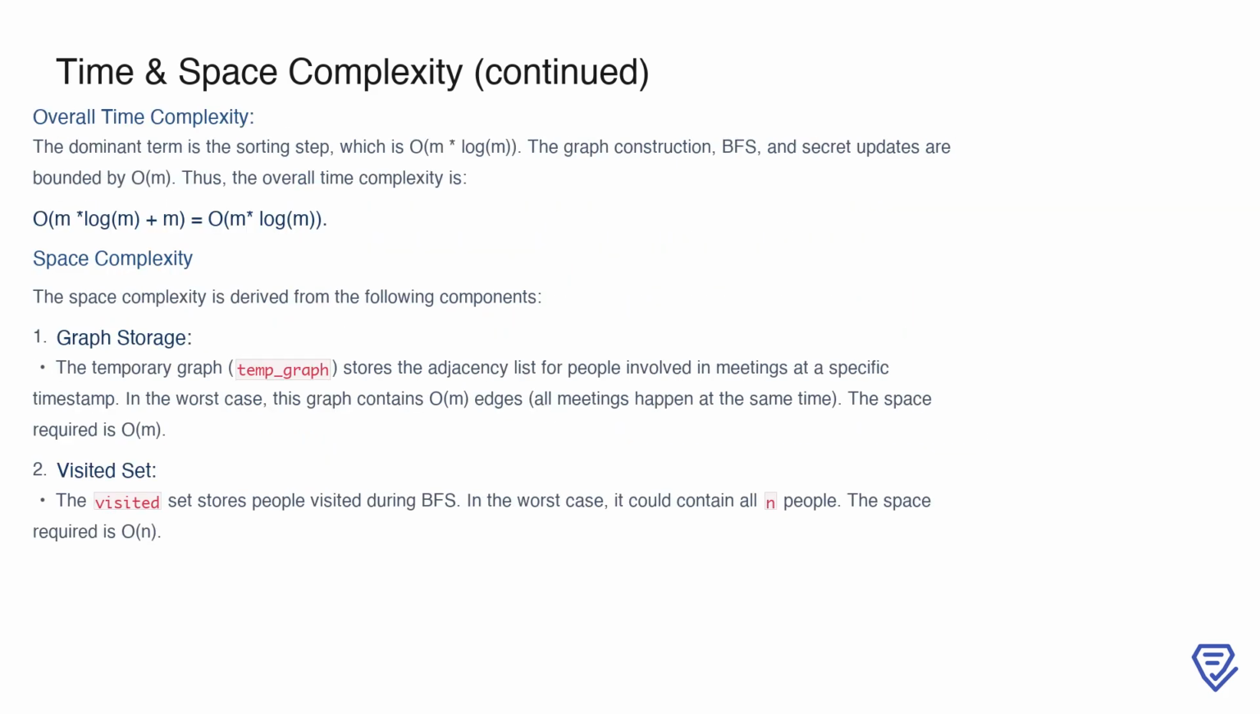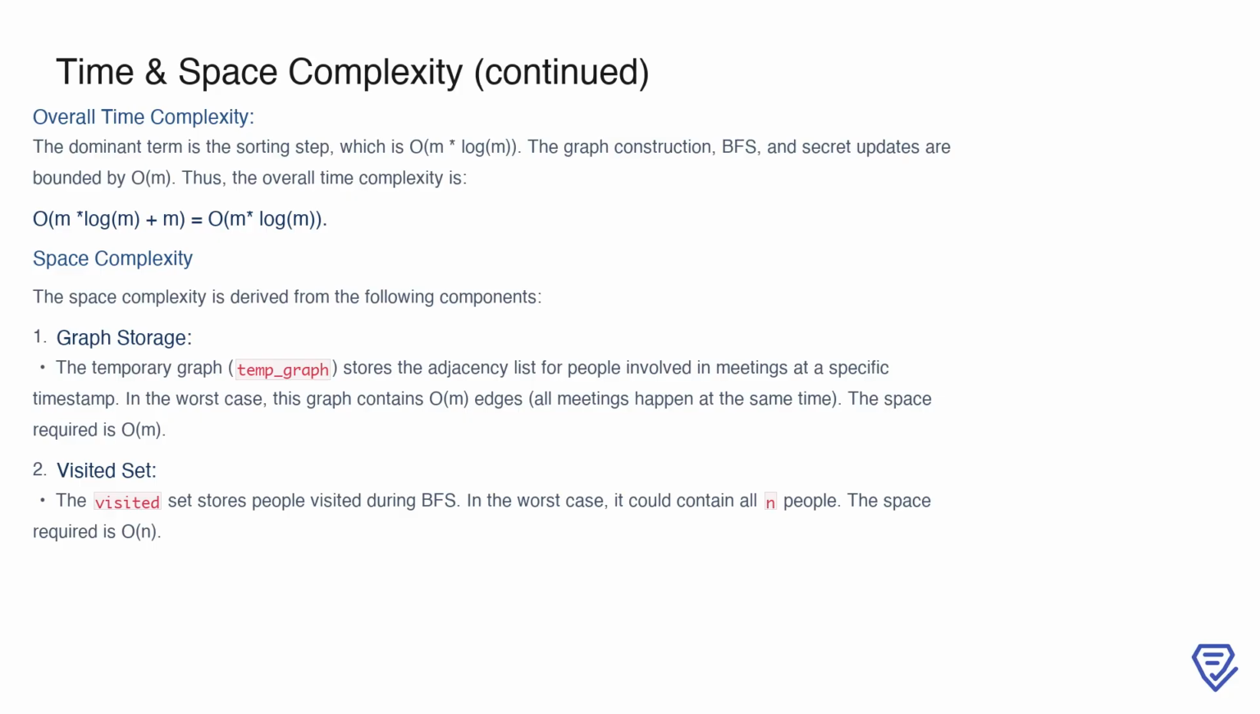When we combine all these steps, the dominant term in the time complexity is the sorting step, which is m*log m. The subsequent steps, graph construction, BFS, and secret updates, are all bounded by m. Therefore, the overall time complexity of the solution is m*log m.